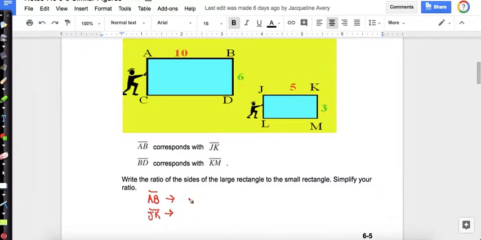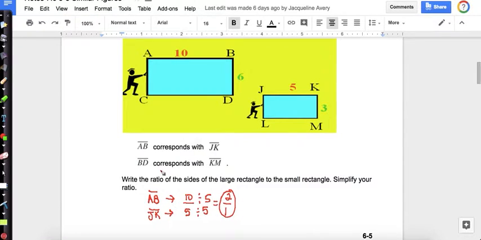If you look at the picture, AB has a value of 10. And if you look at the smaller rectangle, JK has a value of 5. Now it says ratio, and ratio is a comparison of two numbers. I know 10 divided by 5 is 2, but that's only one number. So what I'm going to do is simplify top and bottom by dividing by the same number. What number can go into 10 and 5 evenly? Hopefully you were thinking 5. So 10 divided by 5 is 2, and 5 divided by 5 is 1. Therefore, the ratio is 2 to 1.